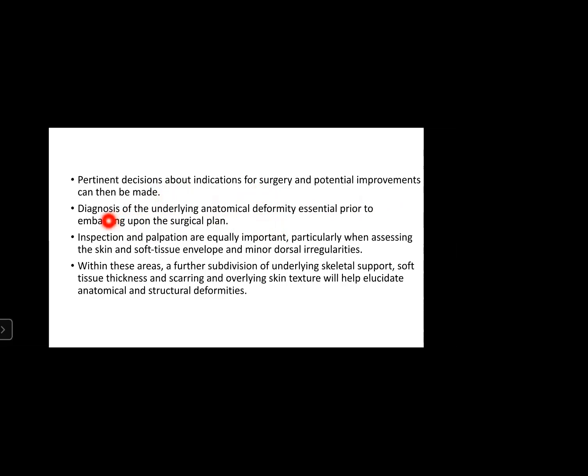Next, inspection and palpation are very important. You have to palpate for the nasal crepitus. And inspection is from all the views, lateral view, inferior view, superior view, and all the photographs should be taken. I already told you that. And you should know about the soft tissue envelope, because the nose is about soft tissues and also the bones. And then you should have a subdivision of underlying skeletal support. So you should know what that skeletal support is.